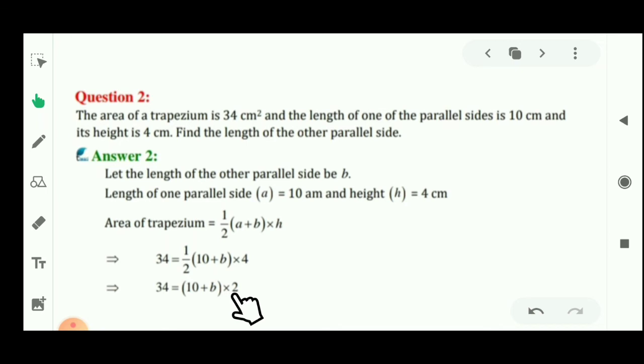This 2 is shifted to this side, that means it will be divided, that means 17 will come, and when we transfer 10 to the other side, that means 10 will be in the subtraction symbol, that means 17 minus 10, that is 7 centimeter. So the other parallel side will be 7 centimeter.